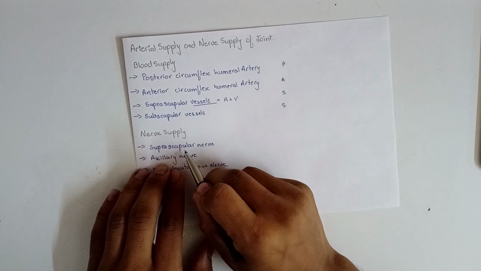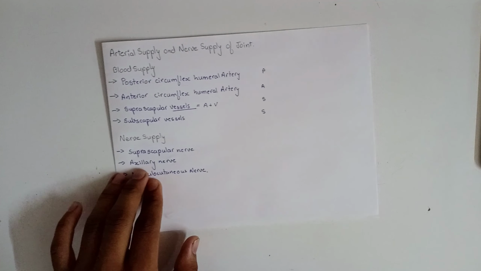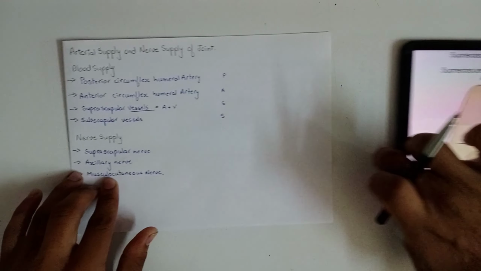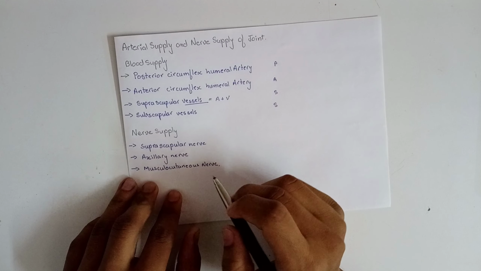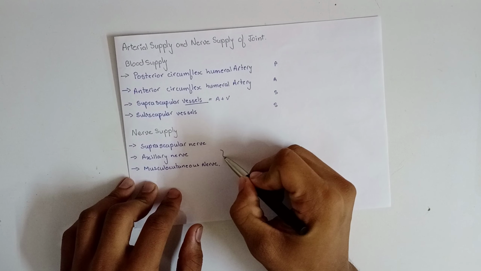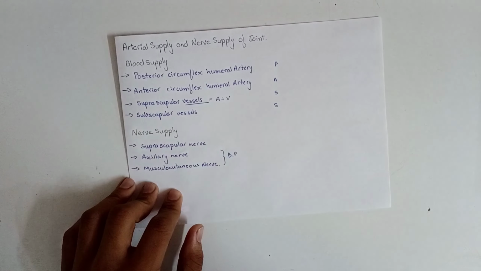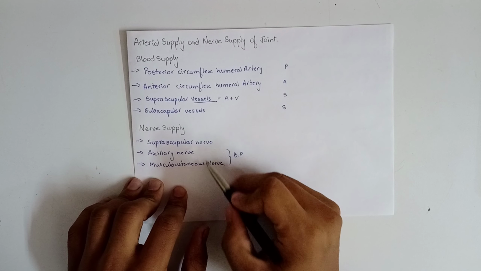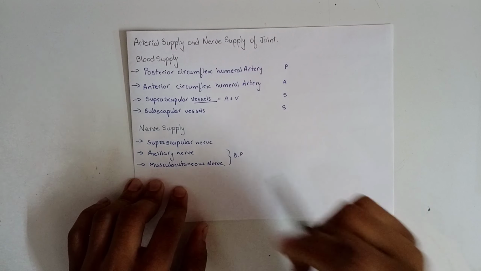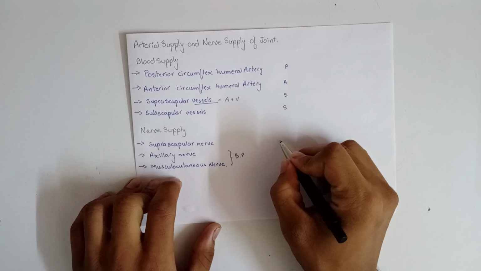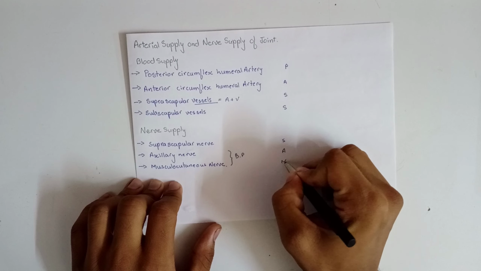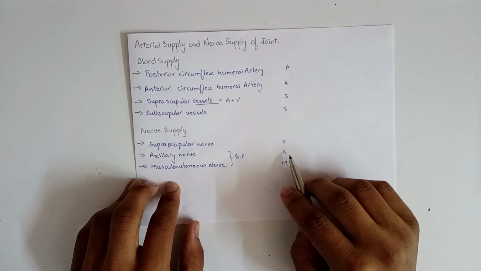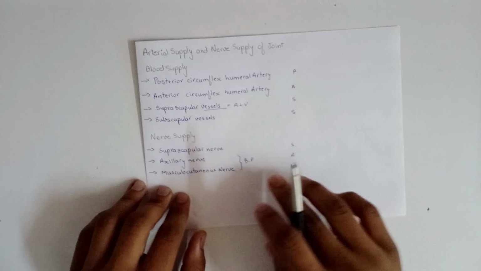Now nerve supply, we have suprascapular nerve as shown to you. This is the suprascapular nerve, axillary nerve and musculocutaneous nerve. These two are the branches of brachial plexus, already taught you in the topic brachial plexus. So for this nerve supply, I have the mnemonic SAM, S-A-M. S stands for suprascapular nerve, A for axillary nerve, and M for musculocutaneous nerve.